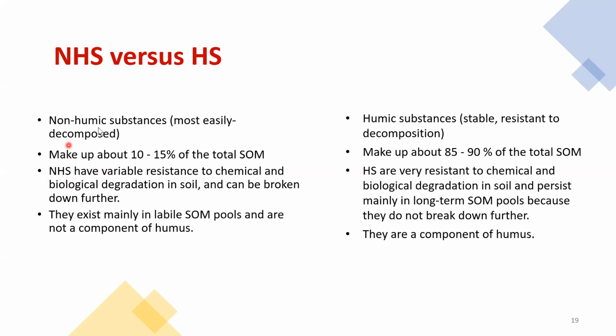So what is the comparison? The non-humic substances are mostly easily decomposed, while humic are not easily decomposed. The contribution of non-humic is 10 to 15% of total organic matter, and the humics have more, that is 85 to 90%. Non-humic have variable resistance to chemical and biological degradation in soil and can be broken down further, while humic substances are very resistant to chemical and biological degradation in soil and persist mainly in the long-term soil organic matter pool because they do not break down further.